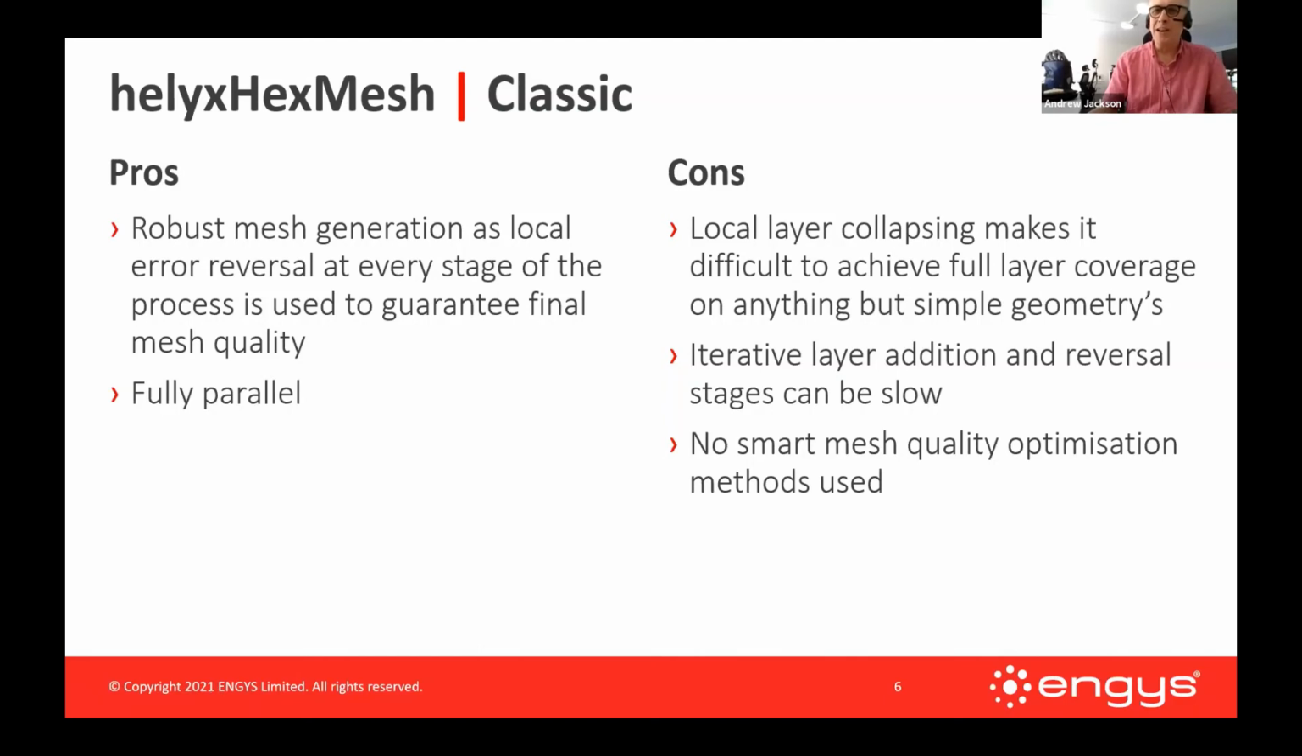So on anything but very simple geometries, it's just not possible to get 100% layer coverage. And by the nature of the reversal mechanism, adding layers is very much iterative in nature. So you add layers, find the errors, revert them, and continue until you've created an error-free mesh. And this is really the only method that is used for guaranteeing the quality of the mesh. There are no smart optimization tools available that we use to improve the local cell quality. It's what you've set in your control dict.